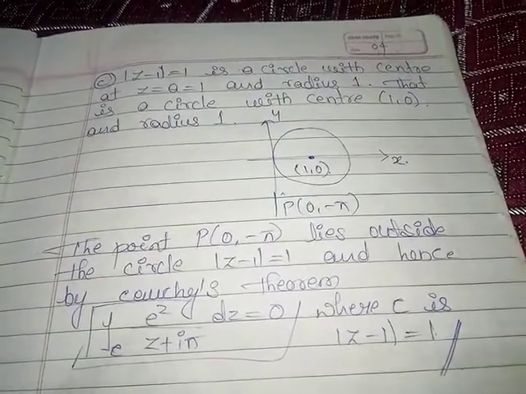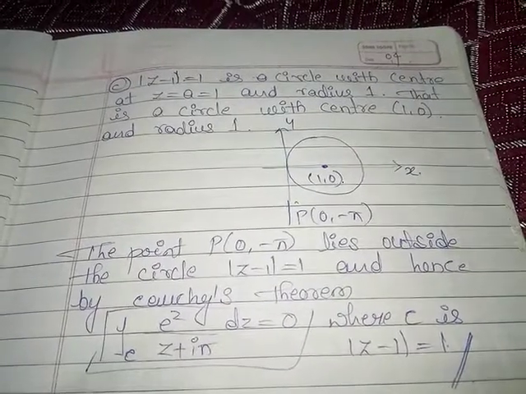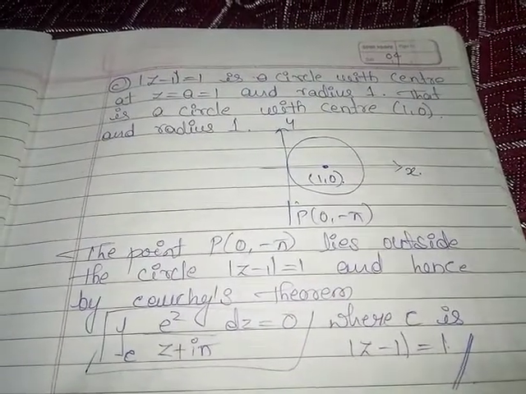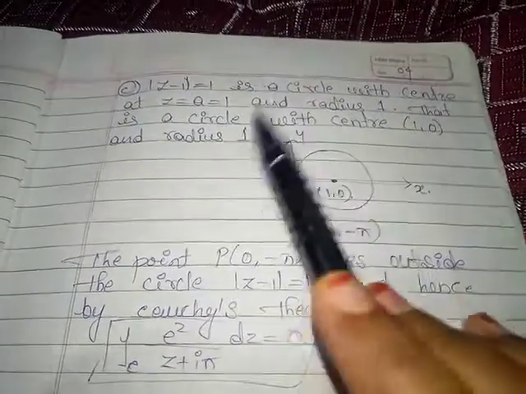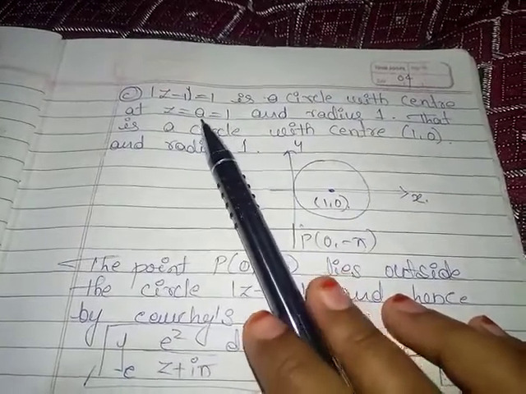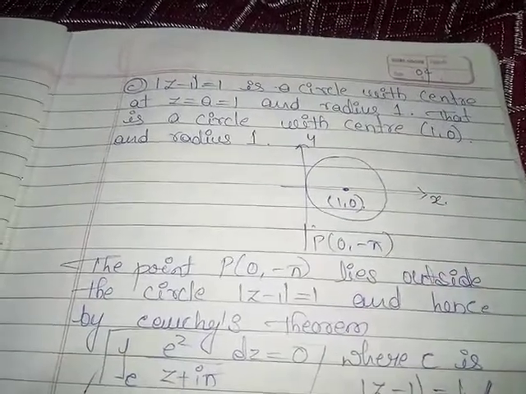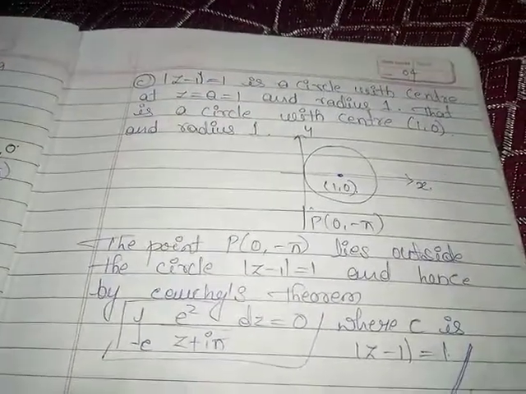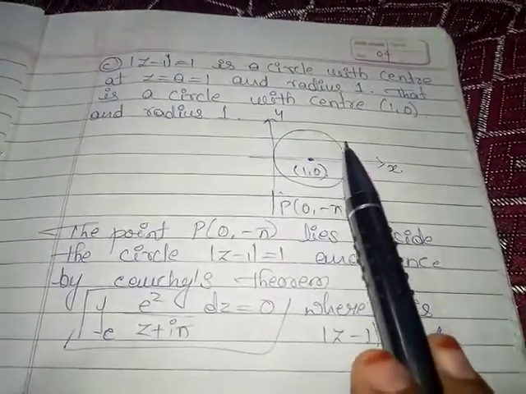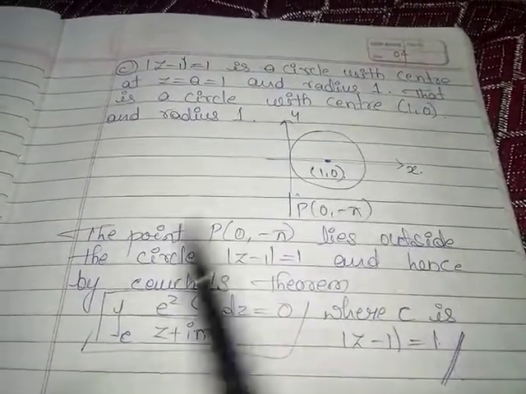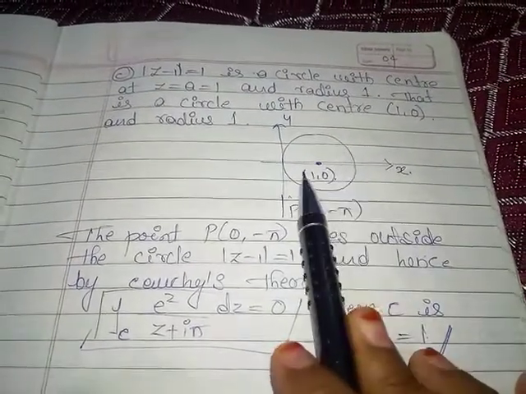This is for the last one. Mod z minus 1 is equal to 1 is a circle with center at z is equal to 1 and radius equal to 1. That is a circle with center (1, 0). Here it is z minus 1, therefore the value of a is 1 and the radius is 1. This is the circle for the given curve, and the point P(0, minus pi) lies outside. Here it is (1, 0).